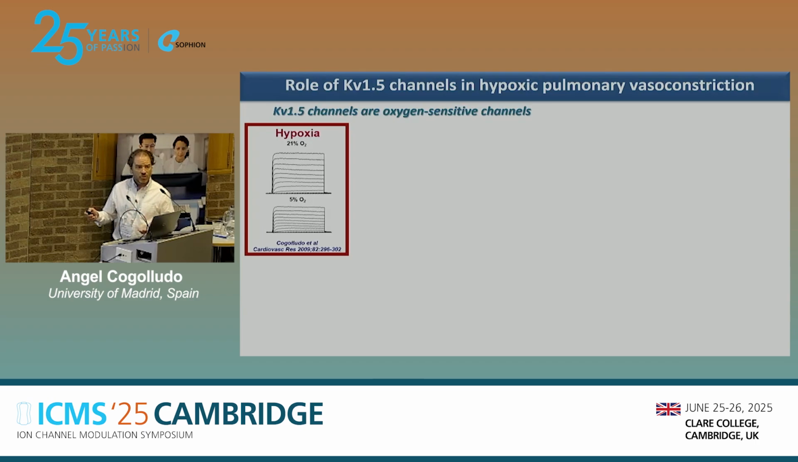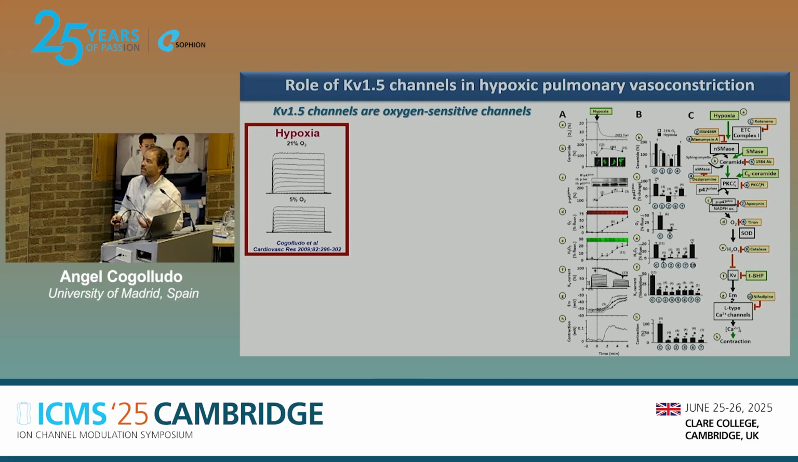So our data also confirm that hypoxia indeed inhibited Kv channels, particularly Kv1.5 channels. Now, the elucidation of the mechanisms inducing this inhibition created a big debate, a controversy between different authors, saying that this could involve an increase or a decrease in reactive oxygen species. At least in our hands, we found a complex signaling pathway involving an increase in reactive oxygen species.